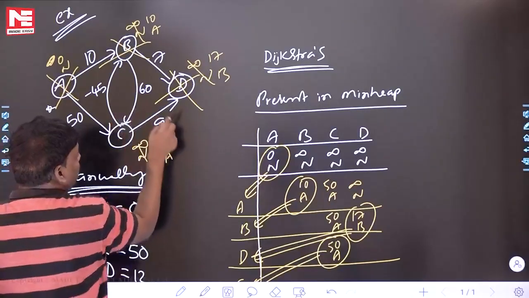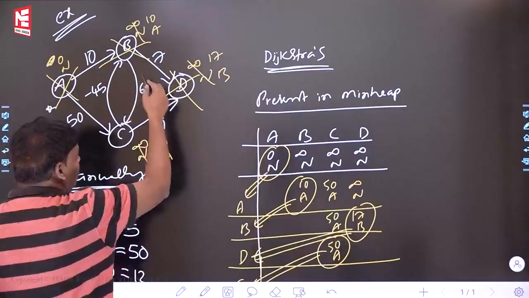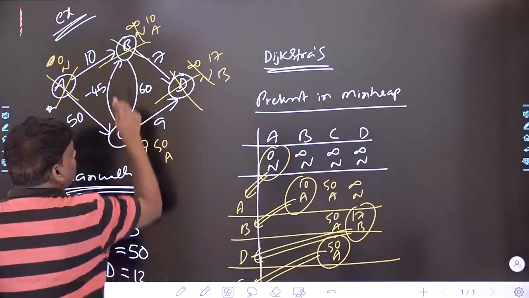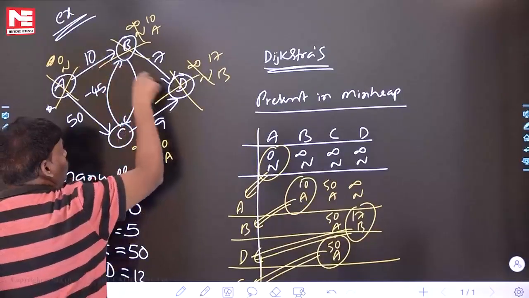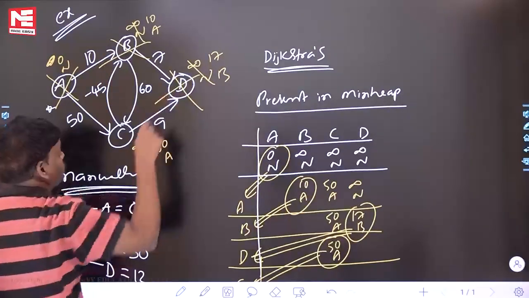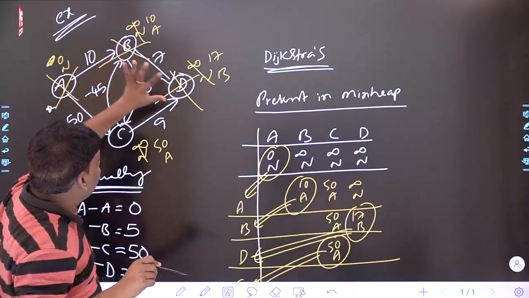C's adjacent vertices are B and D. Are they already over or not? They are already over. According to Dijkstra's, if they are already over, don't do again, because they are not in the min heap.